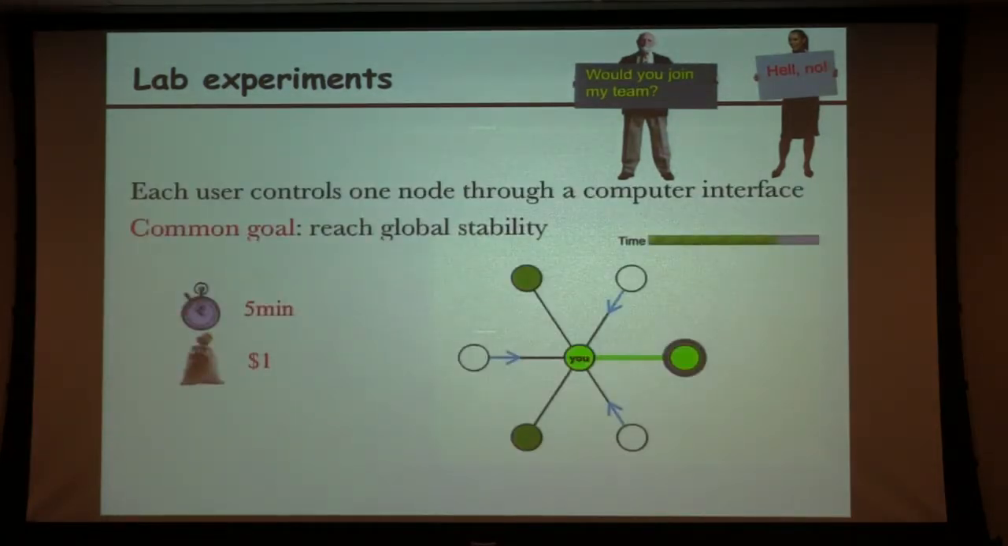As soon as it succeeded, the algorithm would say, game is solved, you earned $1, let's go to the next game. If time expires, the window will say, time has expired, you didn't earn money, let's go to the next game.